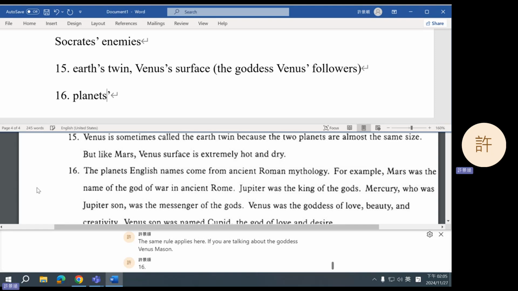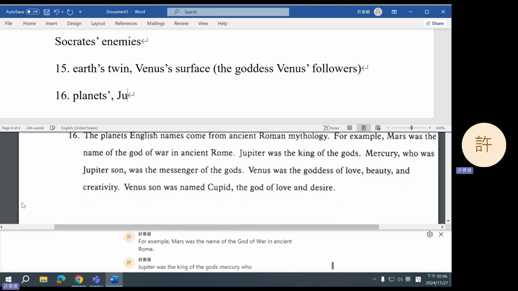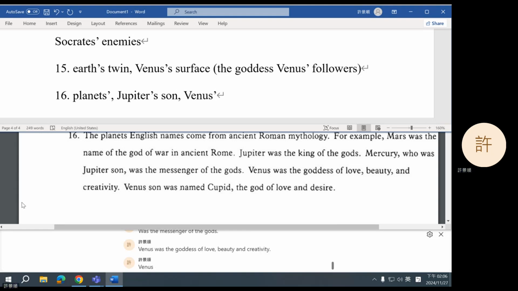16. The planets' English names come from ancient Roman mythology. I was just talking about this. Okay, cool. For example, Mars was the name of the god of war in ancient Rome. Jupiter was the king of the gods. Mercury, who was Jupiter's son, was the messenger of the gods. Venus was the goddess of love, beauty, and creativity. Venus's son was named Cupid, the god of love and desire.